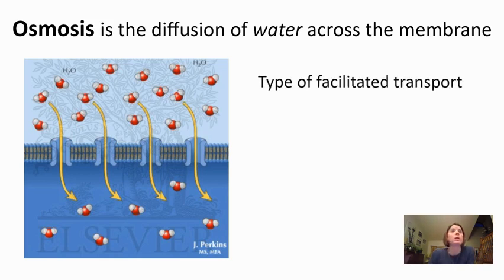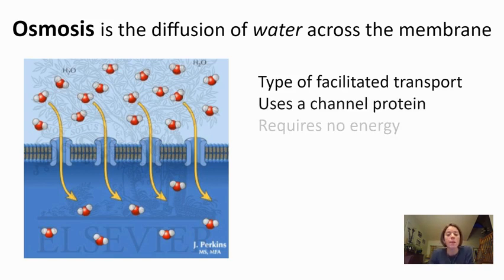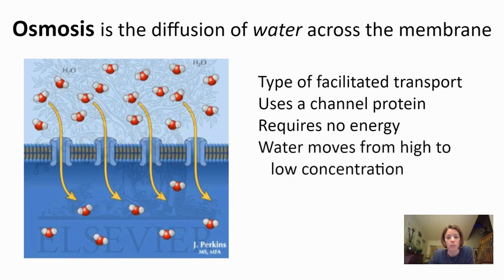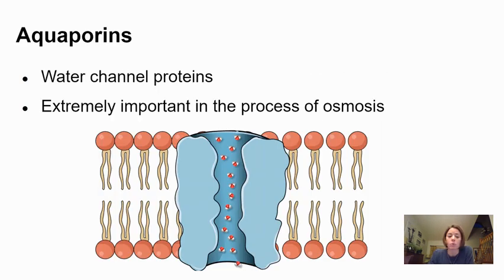There is a specific channel protein that has to happen because water, as you know, is a polar molecule. So we have to have a special spot for it. It doesn't take any energy. It follows all the rules of regular diffusion, high concentration to low concentration, moving that stuff across. So nothing that's special there.